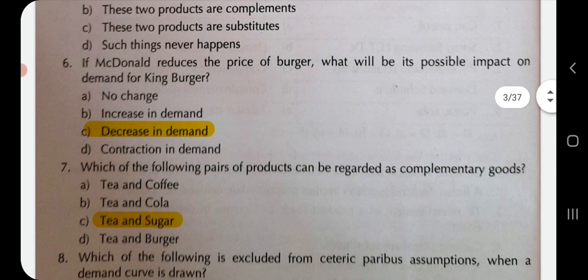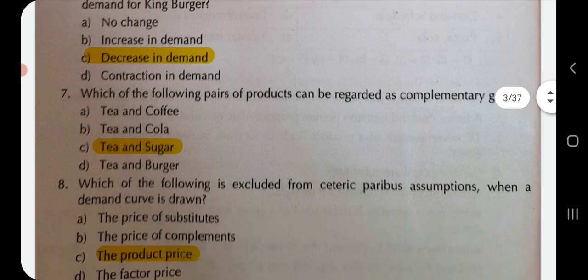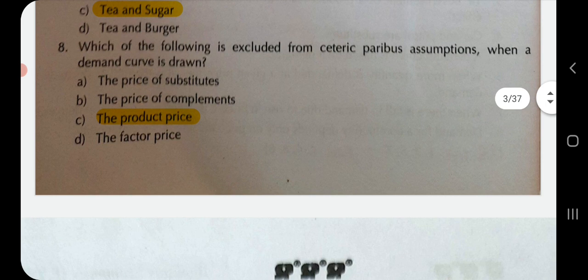Okay. Next, sixth question. If McDonald's reduces the price of burger, what will be its possible impact on the demand for Burger King? Definitely, the demand for Burger King will decrease. Seventh question. Which of the following pairs of products can be regarded as complementary goods? And the answer is tea and sugar. Yes, the tea depends on the sugar. Yes. Eighth question, which of the following is excluded from ceteris paribus assumption when a demand curve is drawn? And the answer is product price.